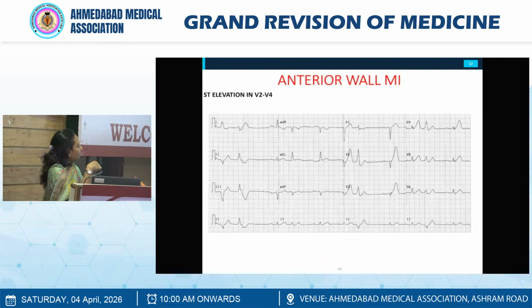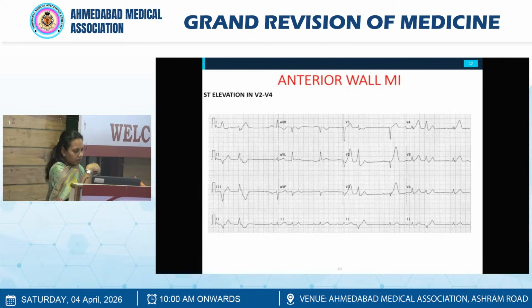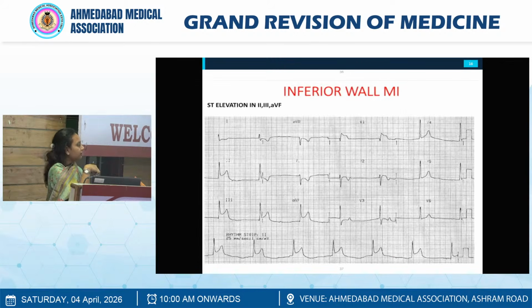Now here, where is the ST elevation seen? Can you see V1, V2, V3? There are tall T waves and elevated J point. Remember these ECGs, these are frequently kept. Any doubt in these ECGs?